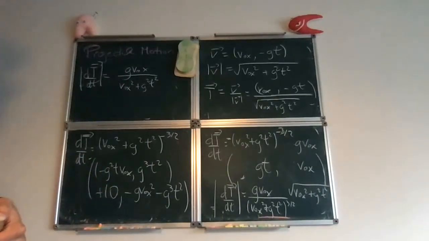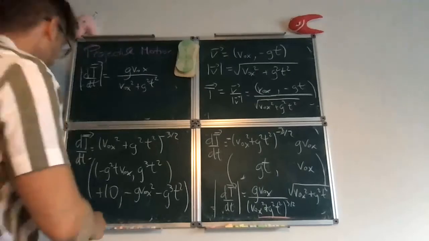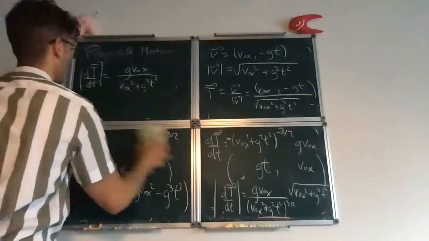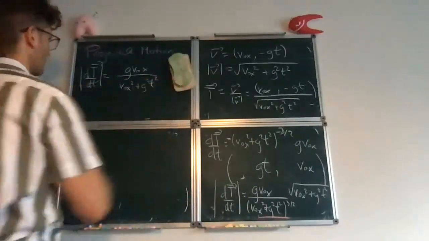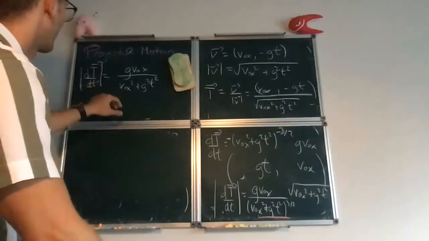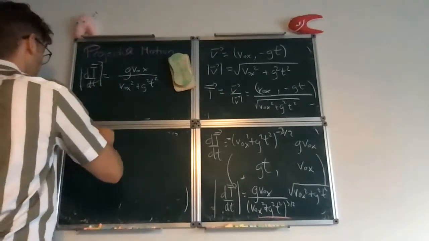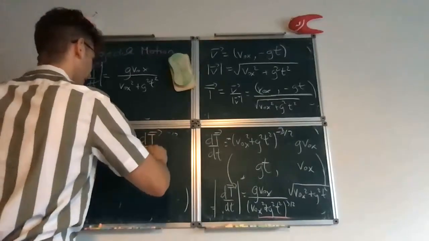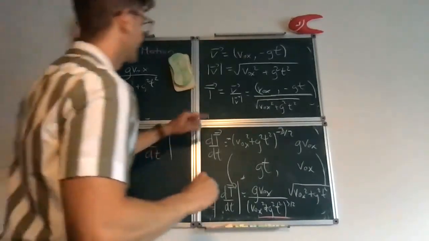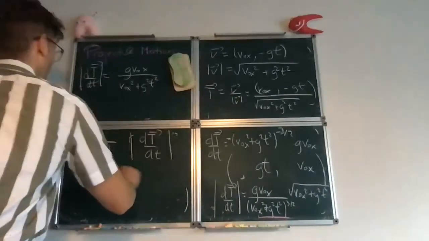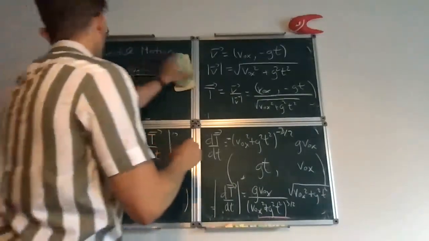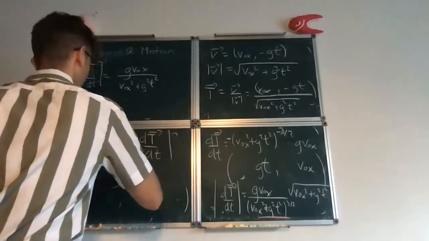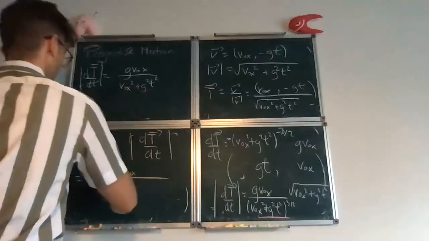Okay, and then the curvature. Remember, the curvature has to be 1 over speed times this thing. So it should be 1 over speed. I mean, it would just give you g v0x over (v0x squared plus g squared t squared) to the 3 halves.